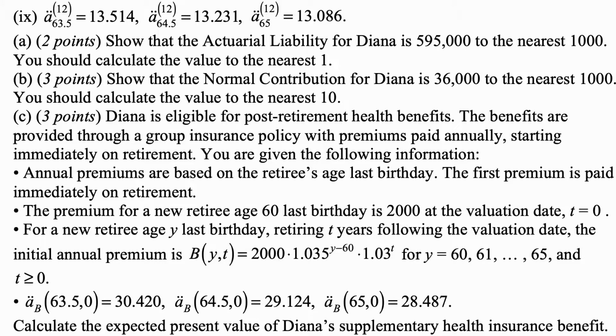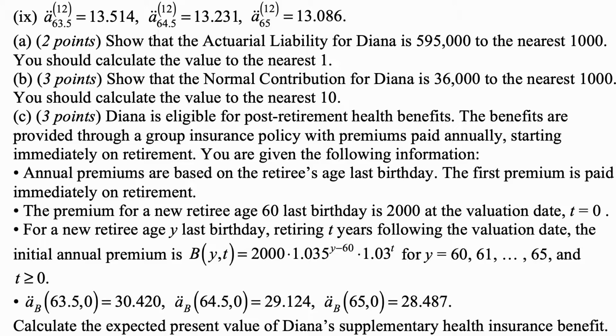A double dot 63.5 upper 12 is 13.514. A double dot 64.5 upper 12 is 13.231. A double dot 65 upper 12 is 13.085. Part A. 2 points. Show that the actuarial liability for Diana is $595,000 to the nearest 1,000. You should calculate the value to the nearest 1. B. 3 points. Show that the normal contribution for Diana is $36,000 to the nearest 1,000. You should calculate the value to the nearest 10.